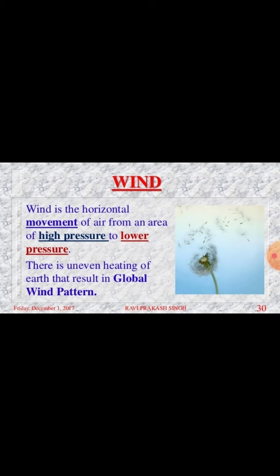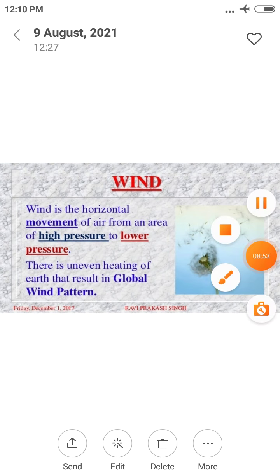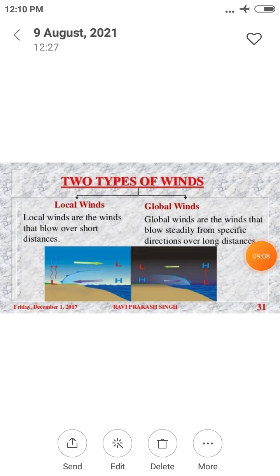So we move on through the wind. Wind is a horizontal movement of air from an area of high pressure to lower pressure, and there is uneven heating of earth that results in global wind patterns. There are two types of winds: local winds and global winds. Local winds are the winds that blow over short distances, and global winds are the winds that blow steadily from specific directions over long distances.